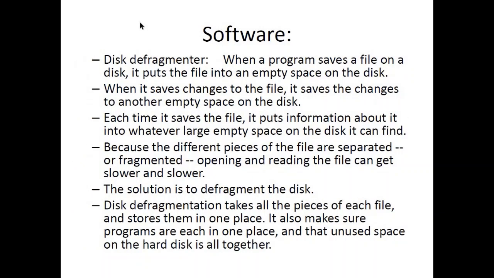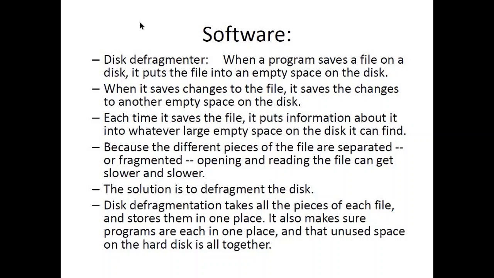Now, what does a disk defragmenter do? When a program saves a file on a disk, it puts the file into an empty space on the disk. When it saves changes to the file, it saves changes to another empty space on the disk. Each time it saves the file, it puts information about it into whatever large empty space on the disk it can find. As we have studied, inside the hard drive, there are metallic platters which are spinning, and data is saved in the form of tracks and sectors.